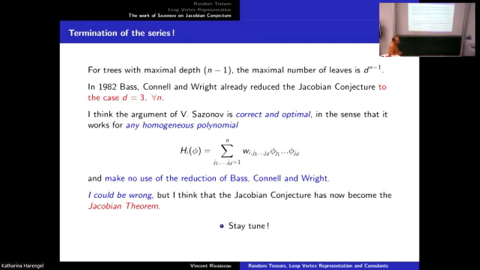I could be wrong, but I think that the Jacobian conjecture has now become the Jacobian theorem.